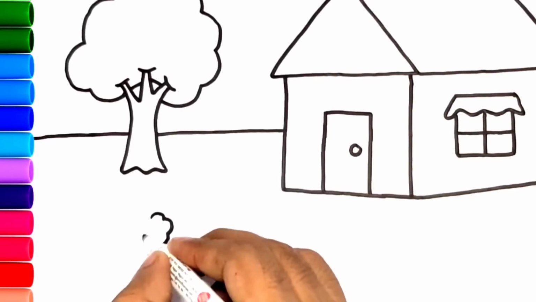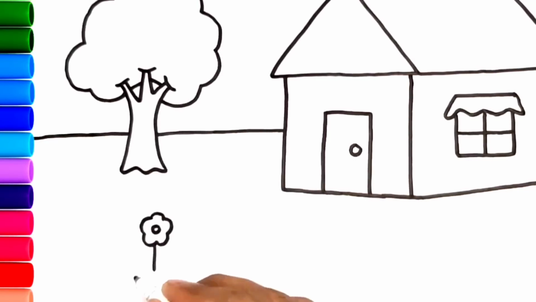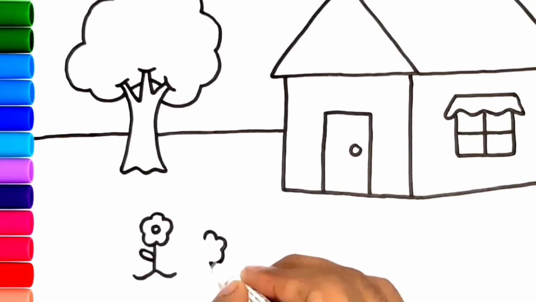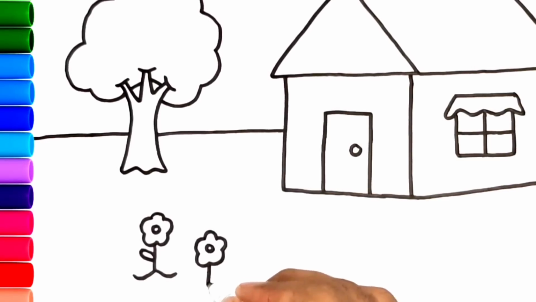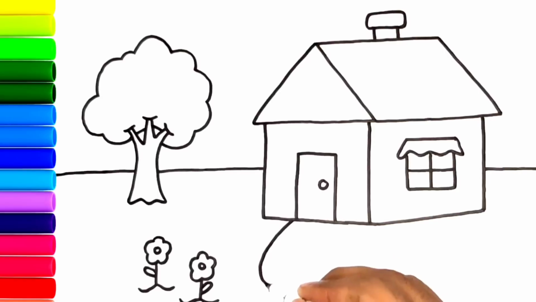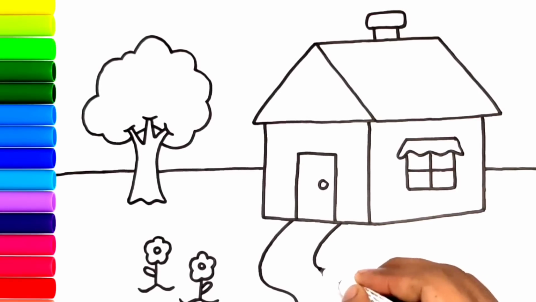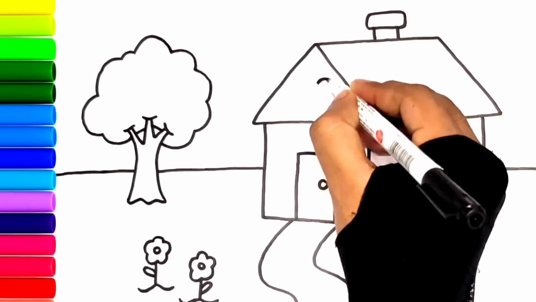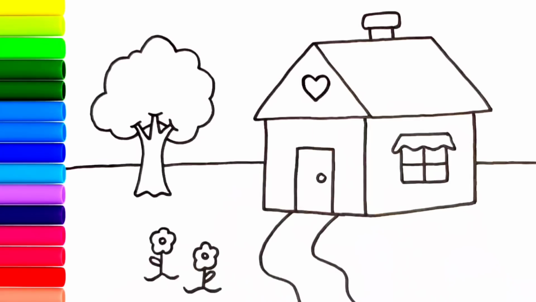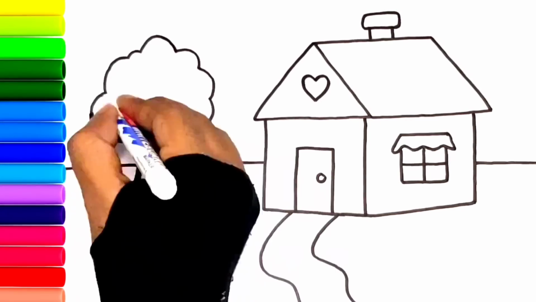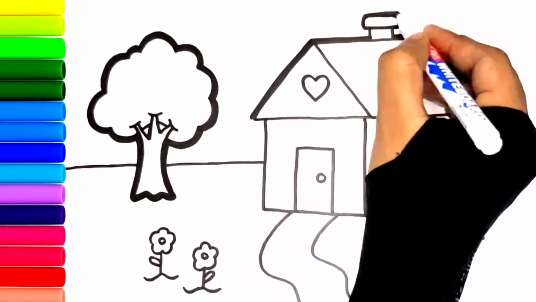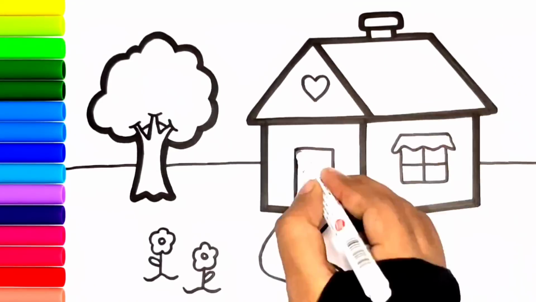Two flowering plants on the ground. The main road of this house. This time, a beautiful heart. Great! Now I am going over this with a black marker to make this beautiful drawing more visible.